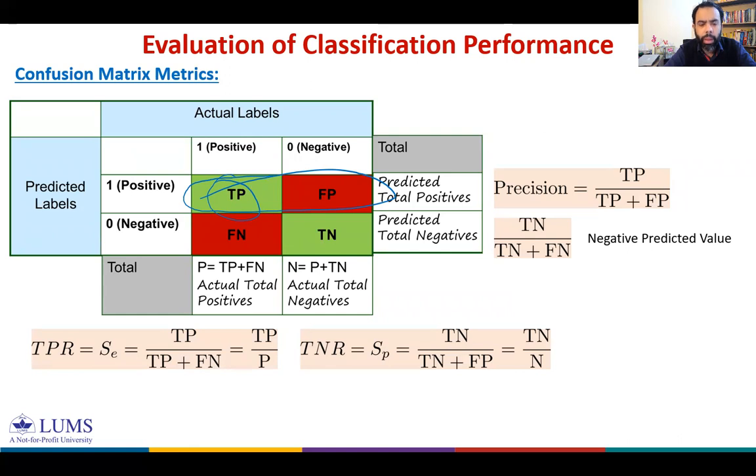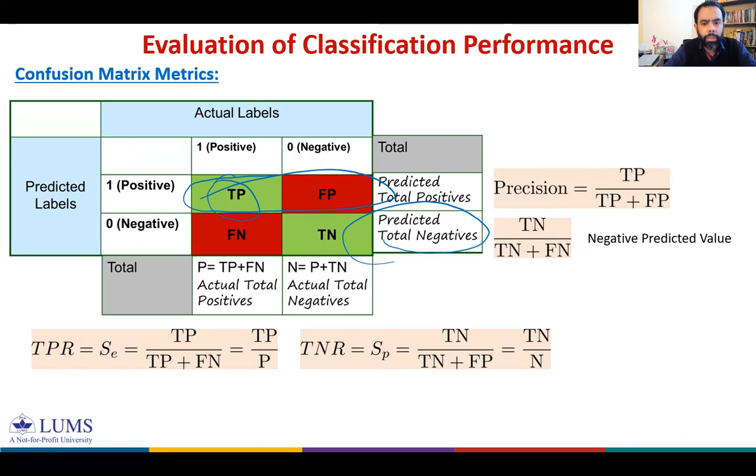Okay. So that is when it is negative, how often does the model detect it as negative? Right. So you predicted total negative values, which are TN plus FN, and you divide TN by this quantity. That means out of total predicted negative values, how many values had the label 0, had the label negative?